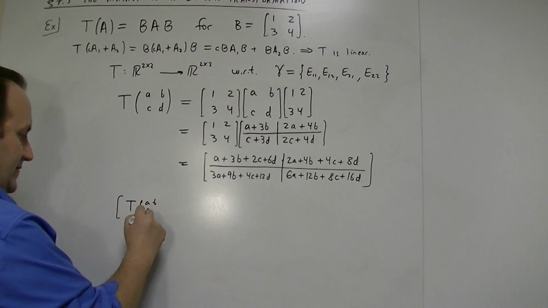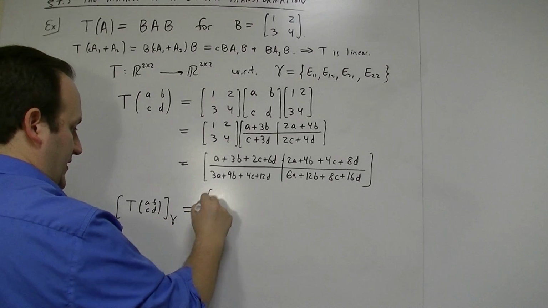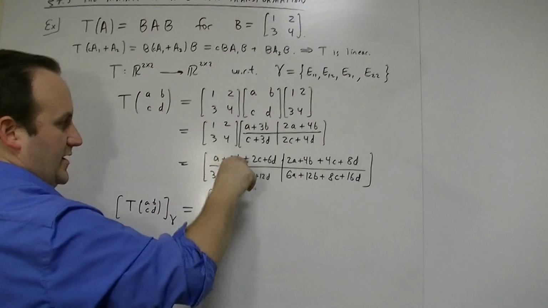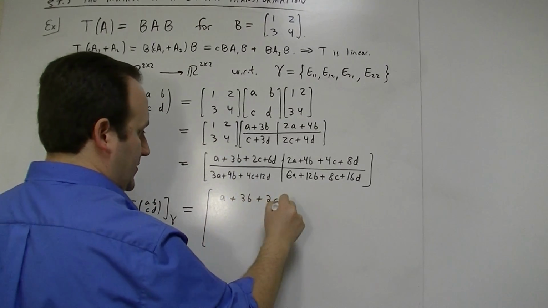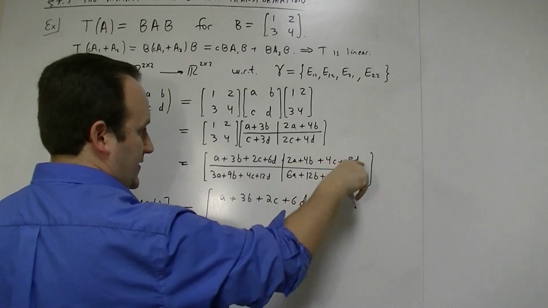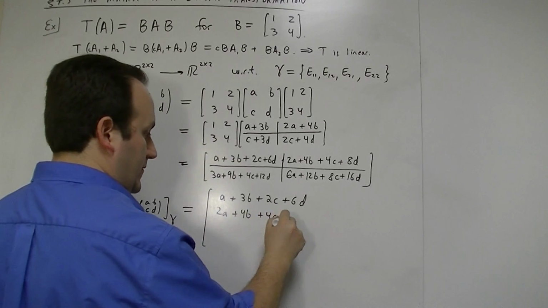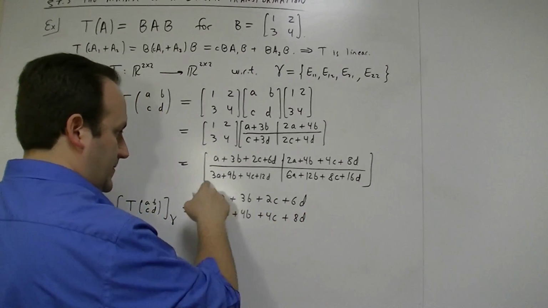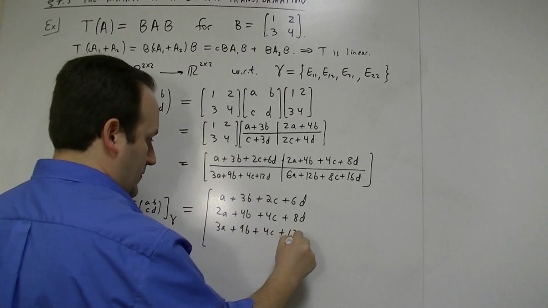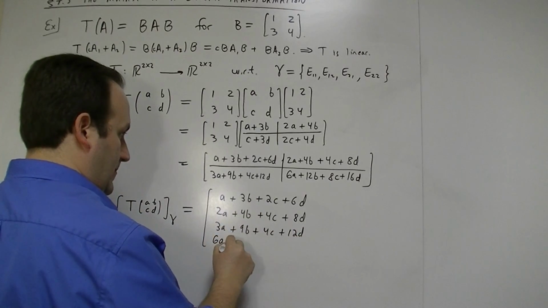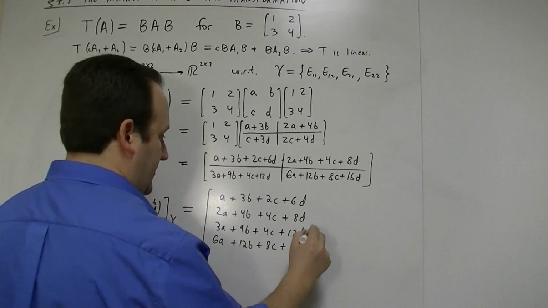So T of A, B, C, D in the gamma basis would be what? You got A plus 3B plus 2C plus 6D. The second thing would be 2A plus 4B plus 4C plus 8D. Then 3A plus 9B plus 4C plus 12D. And 6A plus 12B plus 8C plus 16D. Cool, they were already in order.